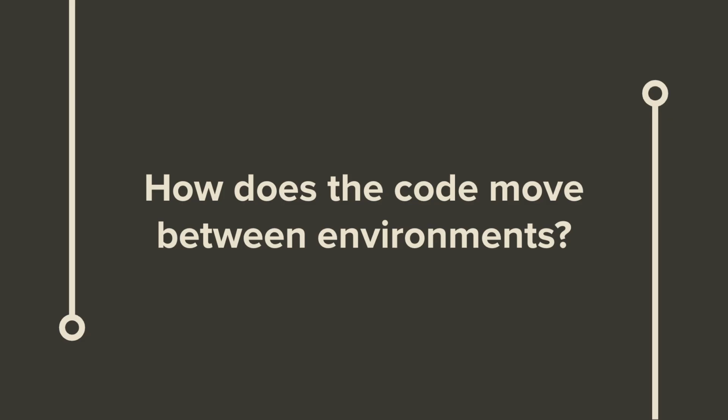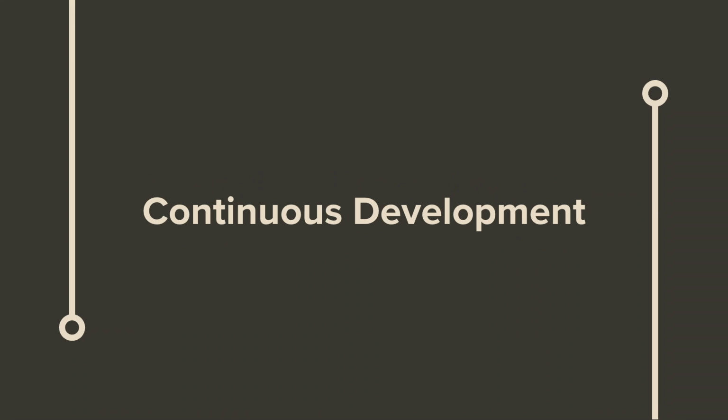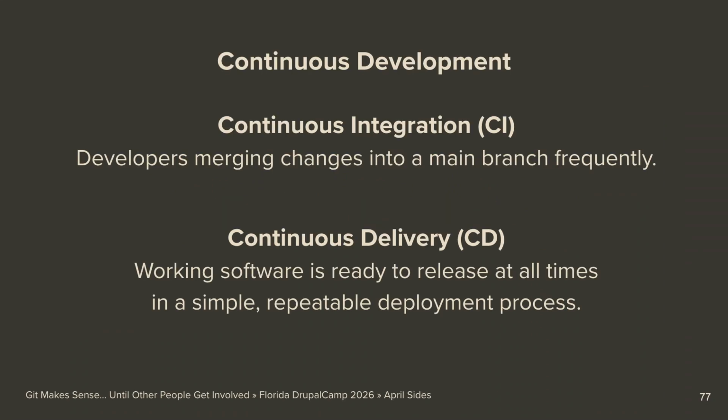All right, so how does the code move between environments besides being able to drag and drop in these cool interfaces? It's called continuous development. Continuous development includes continuous integration, so your developers are merging their changes into a main branch frequently, and continuous delivery means working software is ready to release at all times in a simple, repeatable deployment process.